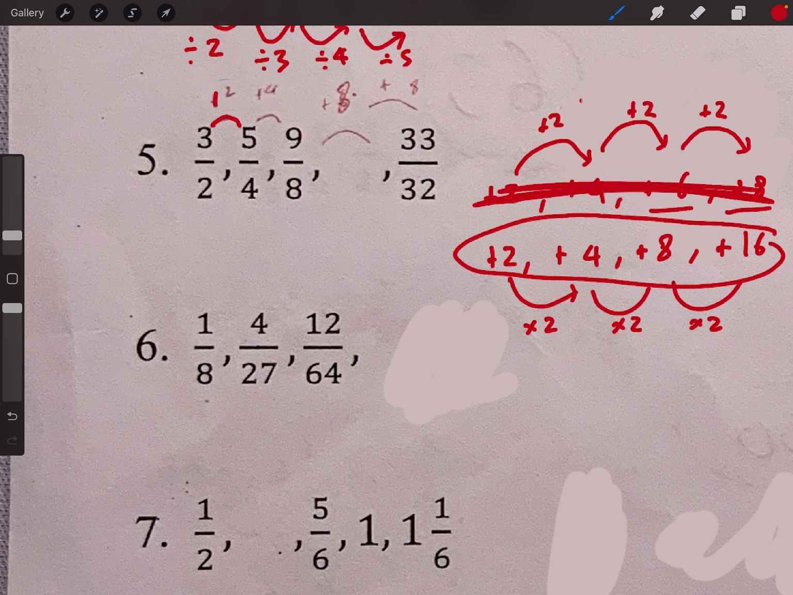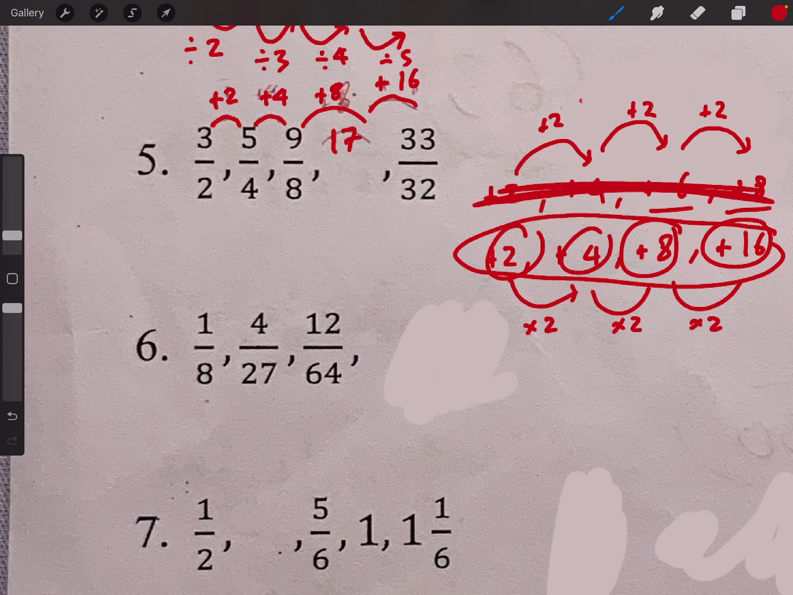Okay, so +2, +4, next one, let's +8. We're going to double each time. 9 plus 8 will give you 17, and then the next one will be +16, because after 8 you're going to get 16. You're going to double it, so 2, 4, 8, 16. So add 16, yes, you get 33.